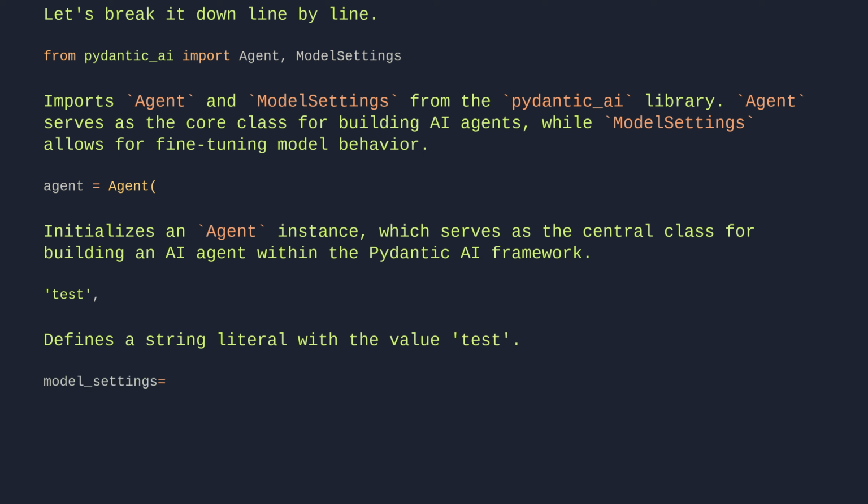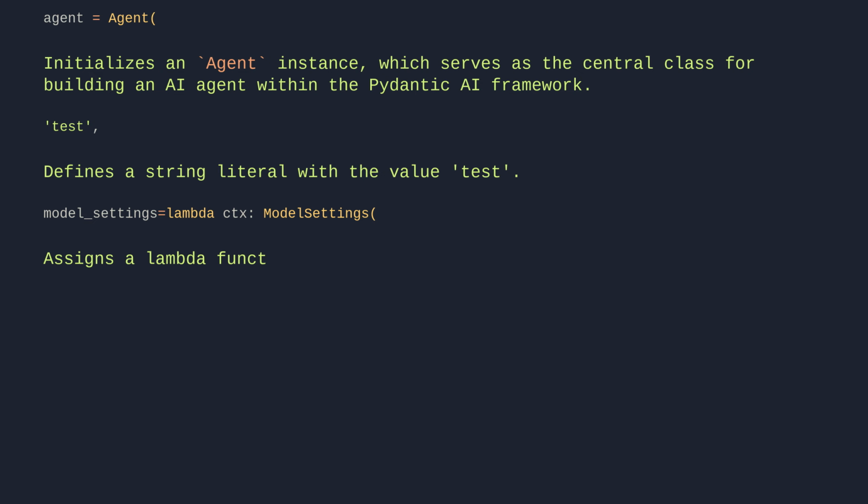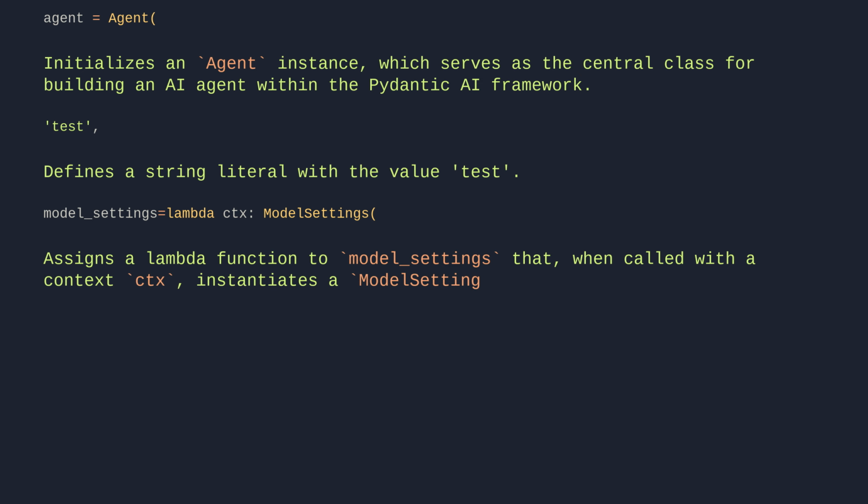model_settings = lambda ctx: ModelSettings. Assigns a lambda function to model settings that, when called with a context, ctx, instantiates a ModelSettings object.